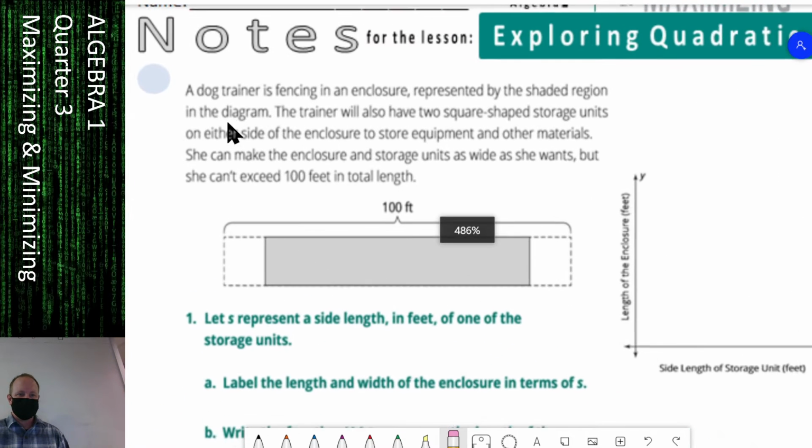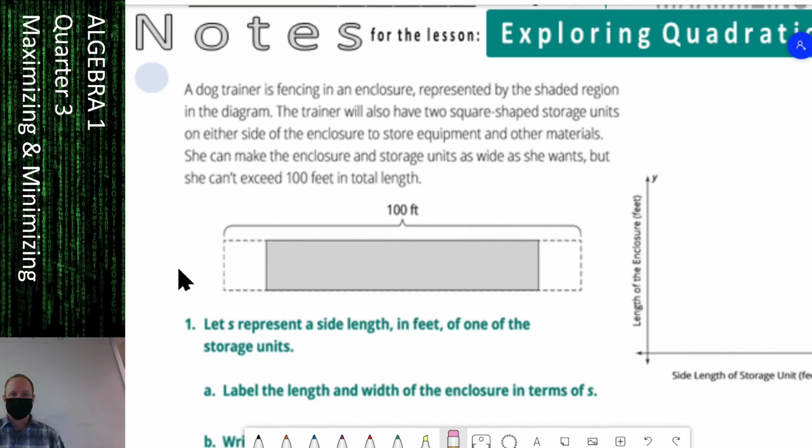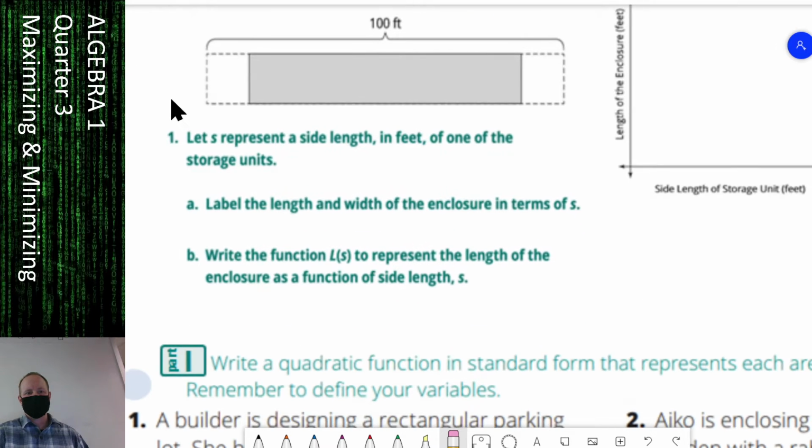So this is about as zoomed in as I can get it, so you can read along on your paper. It says a dog trainer is fencing in an enclosure. It's represented by the shaded region here. The trainer will also have 2 square storage units on either side. That would be our little dotted, filled-in regions. She can make the enclosure and storage units as wide as she wants, except for no more than 100 feet in total length. So that's what this diagram is showing us.